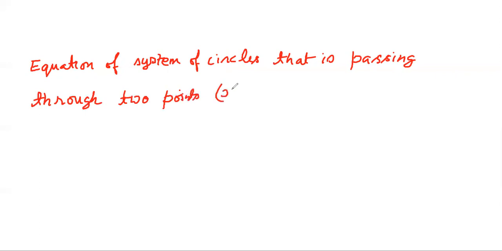Two points are given, one is (x1, y1), and the second point we say is (x2, y2). Here two points are given to us, and we have to write down the equation of a circle. So here is one important thing: if two points are known to us, I can draw a line easily. It's not a big thing.